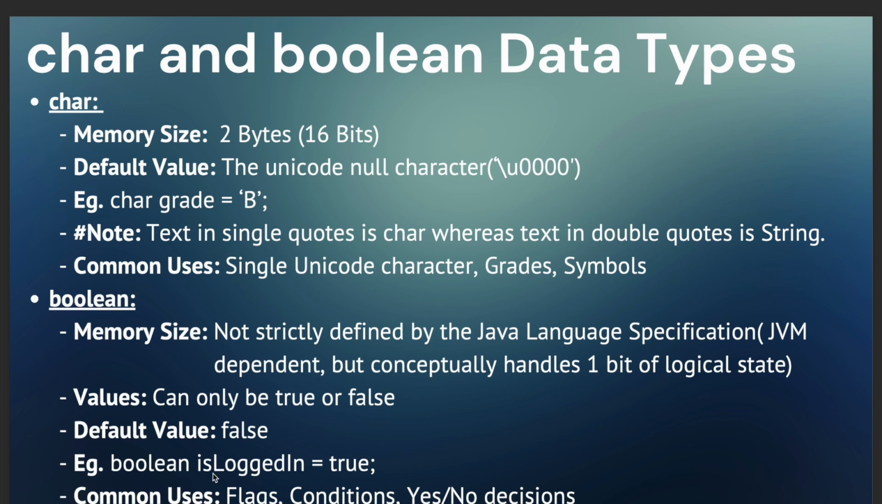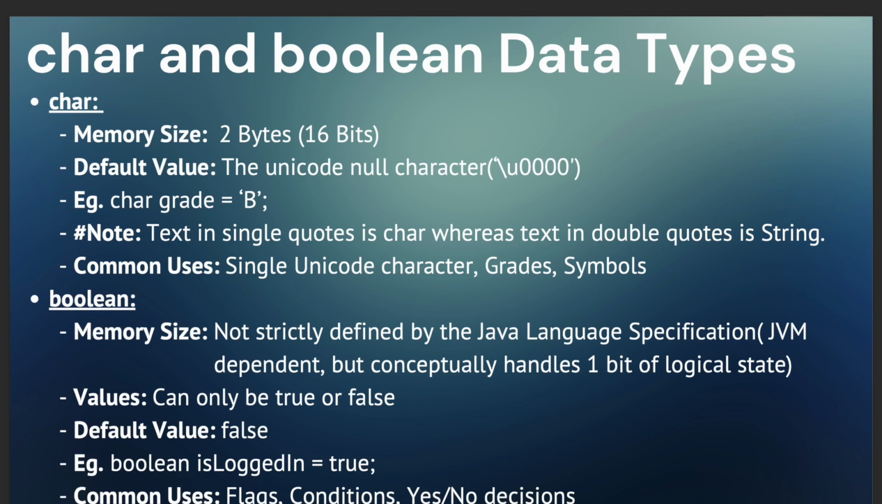How much memory does boolean use? This is an interesting question. For byte, short, int, long, float, double, and char, Java specifies their sizes. However, for boolean, the Java language specification does not define a fixed memory size. The exact representation depends on the JVM implementation. For beginners, you don't need to worry about the internal representation. The important point is that a boolean can store only one of two logical values, true or false.